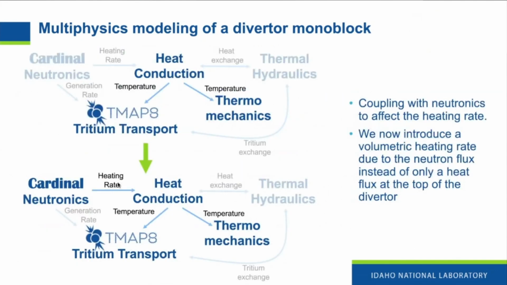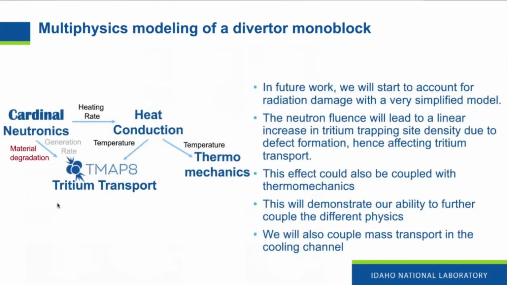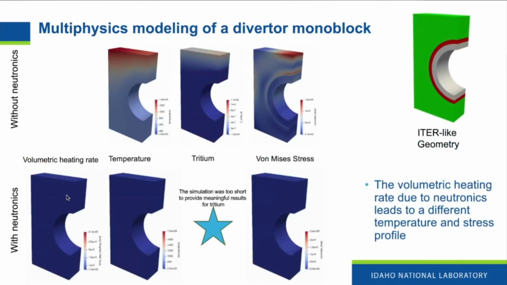The next step of this was to couple also the neutronics calculation to provide some heating rate for the heat conduction. So now, instead of having only the heat flux coming from the top, we also have some volumetric heating due to the neutrons heating the material. Unfortunately, it seems like those videos are not playing either. That's really a bummer. Again, I'll share that in the chat.